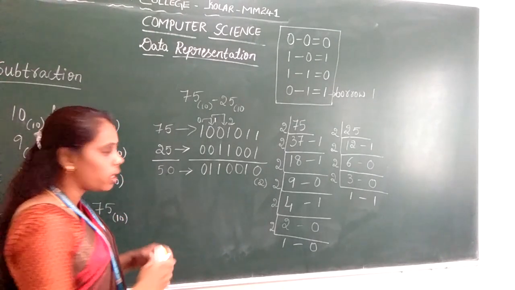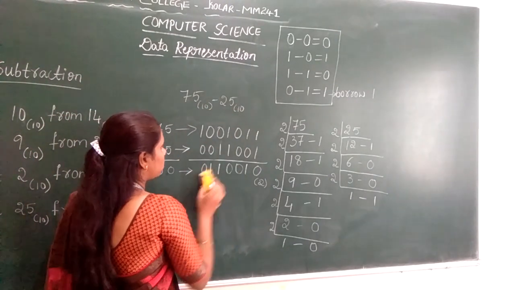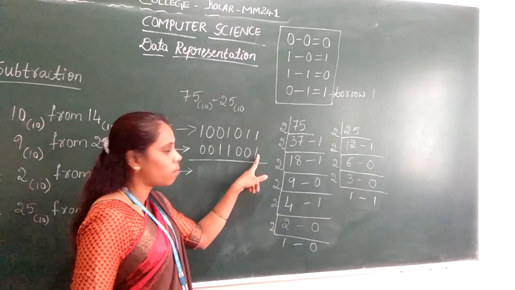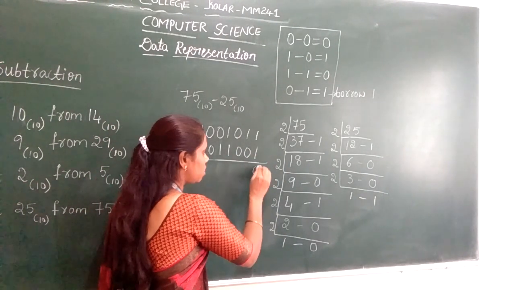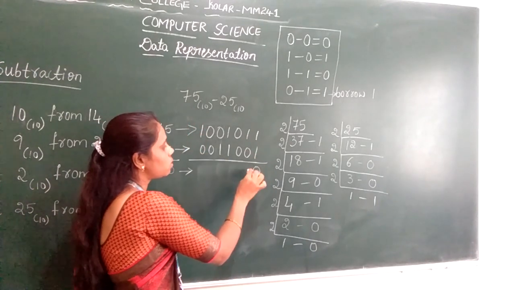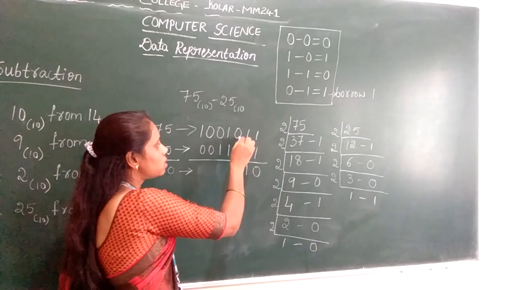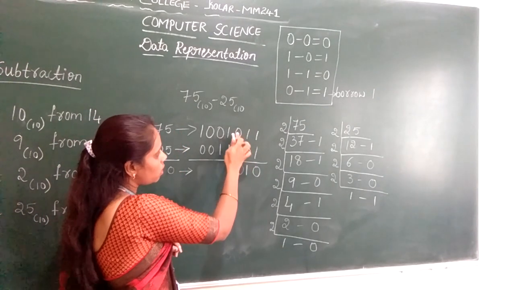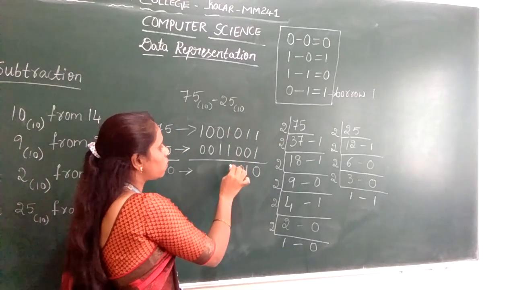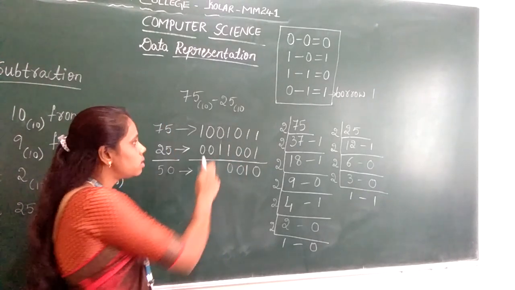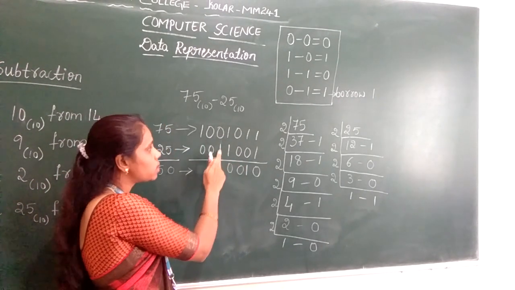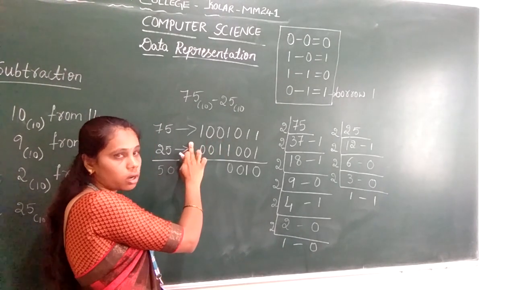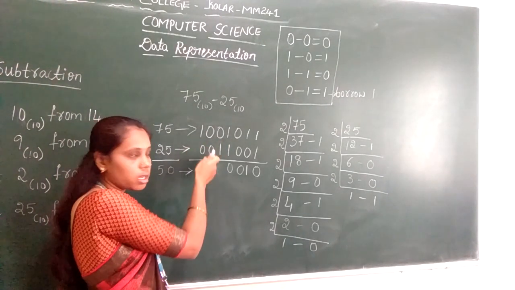So again I will explain. 1 minus 1 is 0. 1 minus 0 is 1. 0 minus 0 is 0. 0 minus 0 is 0. 1 minus 1 is 0. 0 minus 1. 1 cannot be subtracted from 0. So take 1 from the next higher order bit, that is, borrow 1 from the next higher order bit.